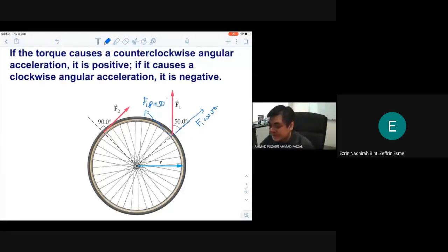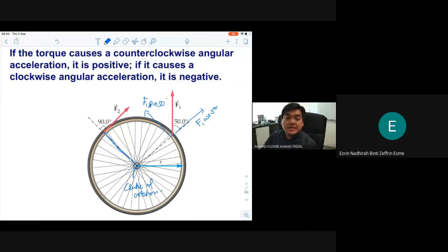Okay, so definitely very easy. So let's look at F2 first. The F2, bayangkan kalau ada tali yang ikat daripada F2 tu ke rod ni. Okay, let's say this one is your center of rotation. Okay, tali yang duduk dekat situ.